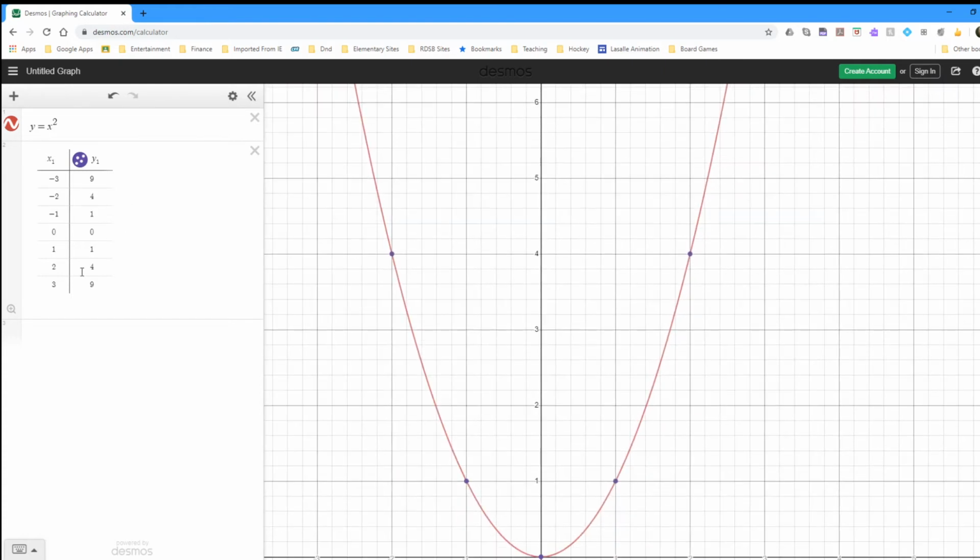What is the next first difference? 4 minus 1. Well, the 4 height is here, the 1 height is here. What's the difference in their heights? The difference in their heights is 3: 1, 2, 3. So your first differences tell you the difference in the heights between each point.